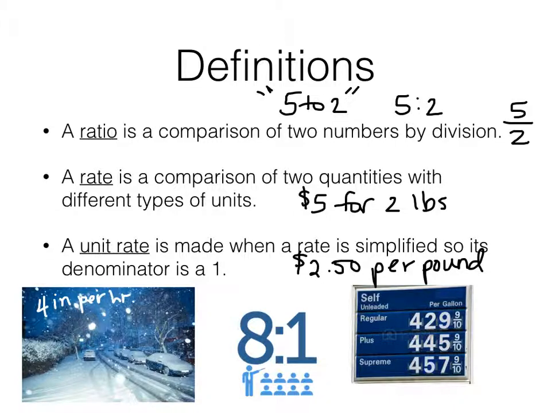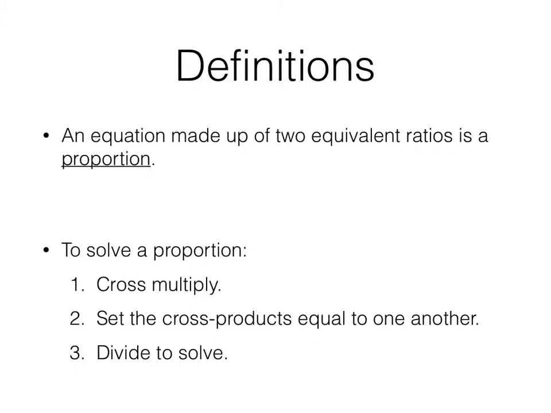All right? An equation that's made of two equivalent ratios is a proportion. And so this is now when you get to the point where you have two ratios that are the same. So let's look, for example, at 4 over 12, or 4 to 12, and 2 to 6.